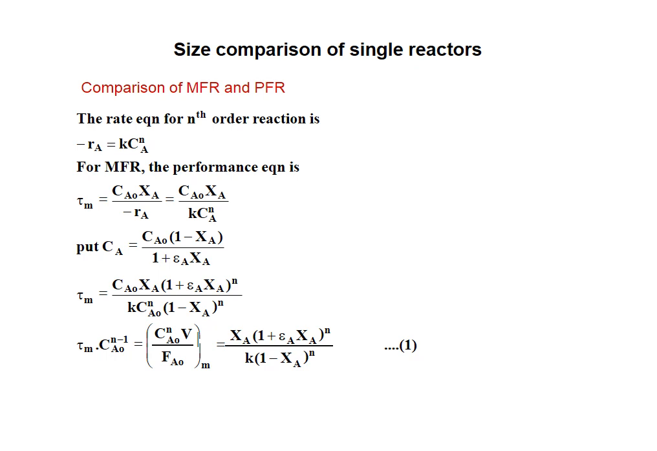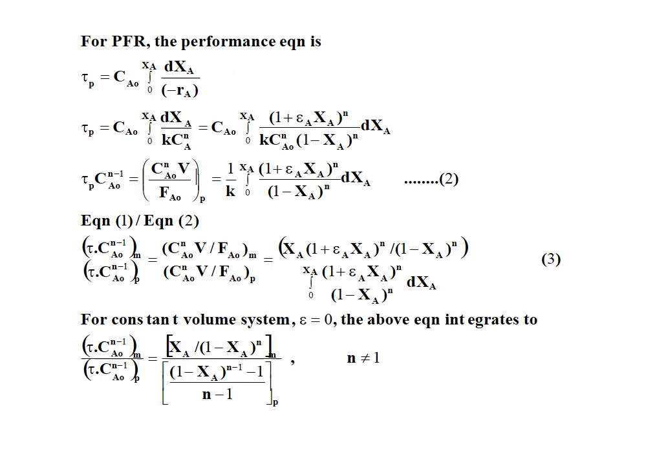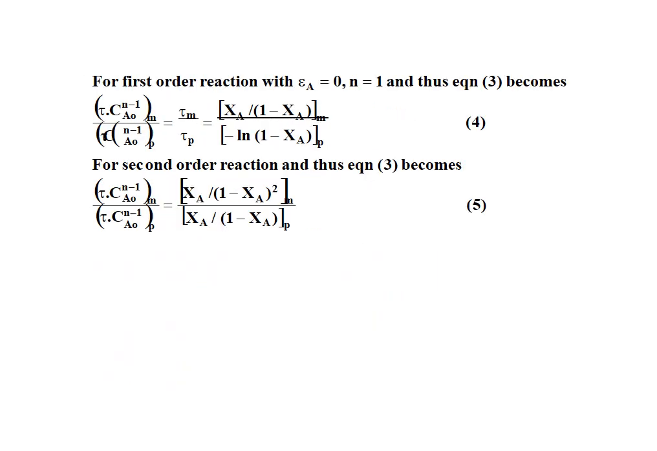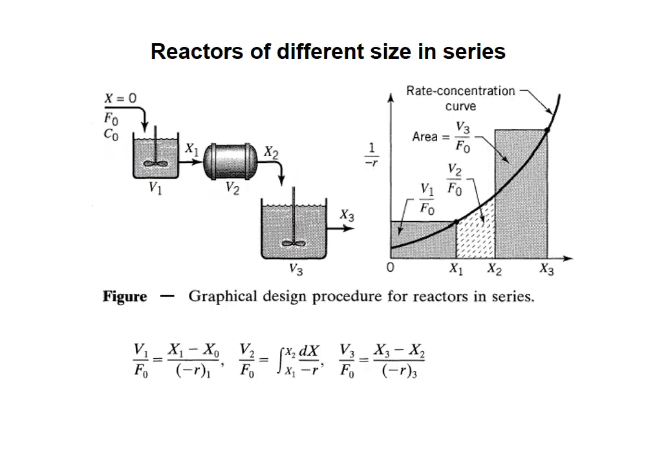We can write the performance equations again, from the basic rate equation minus RA is equal to K CA power n for the nth order reaction, and we further derive and rearrange that. So we will write the performance equation of the PFR also, with the same rearrangement, and we can finally conclude for first order and second order reactions with equation numbers 4 and 5. That is, equations 4 and 5 are almost similar for both MFR and PFR.